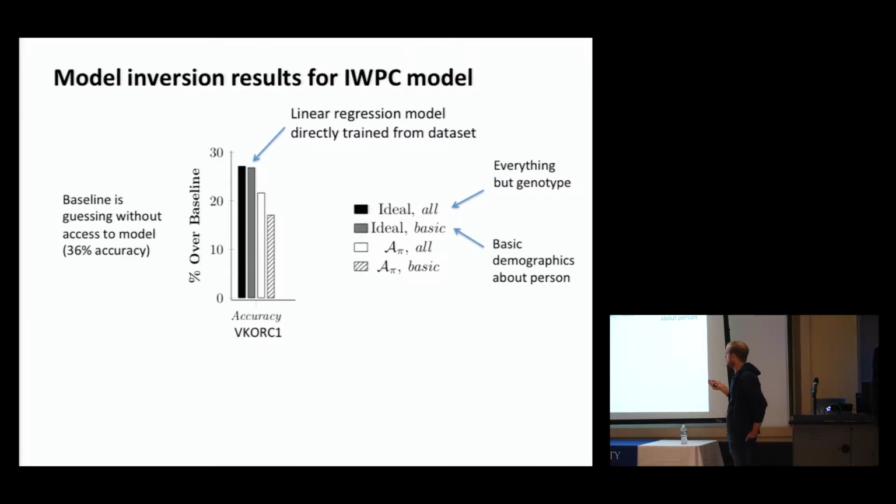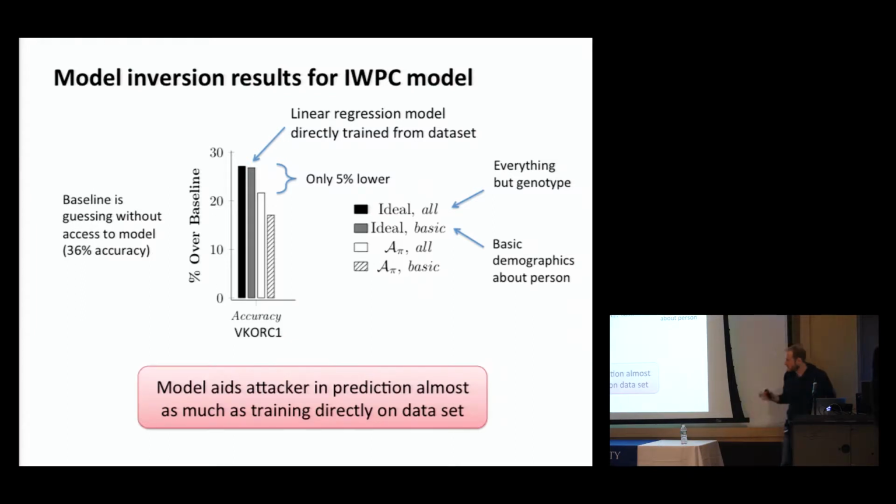For comparison purposes, I also graphed how well you'd be able to predict this if you had access to the original training data and trained a linear regression directly to predict people's genetic markers given the other information. What we can see is that we're doing almost as well as if the attacker could have trained on the data set directly. So this model F has quite a bit of information, in hindsight perhaps no surprise, about this relationship between these other inputs and the genetic marker. Yes?